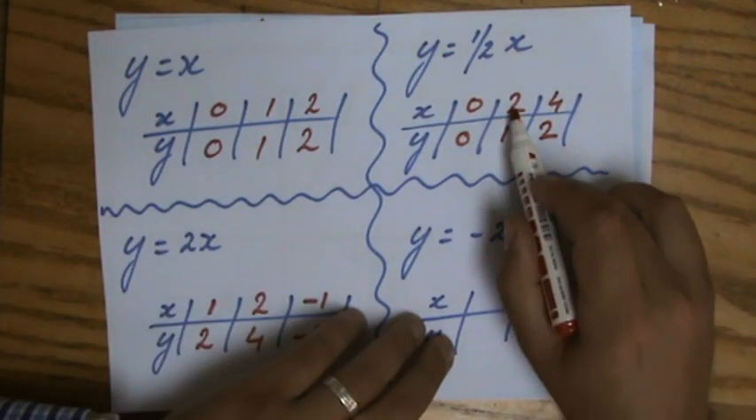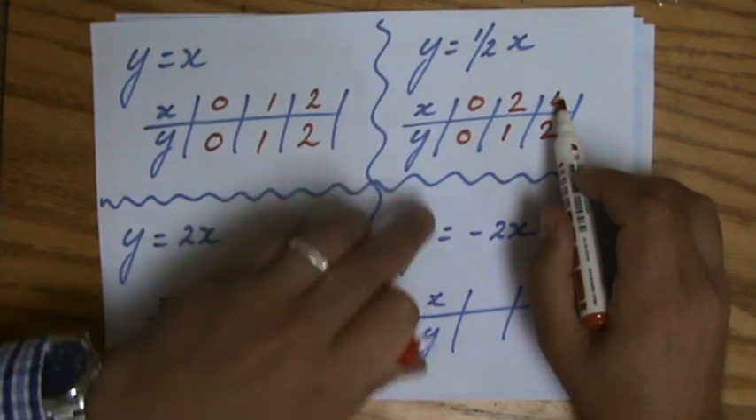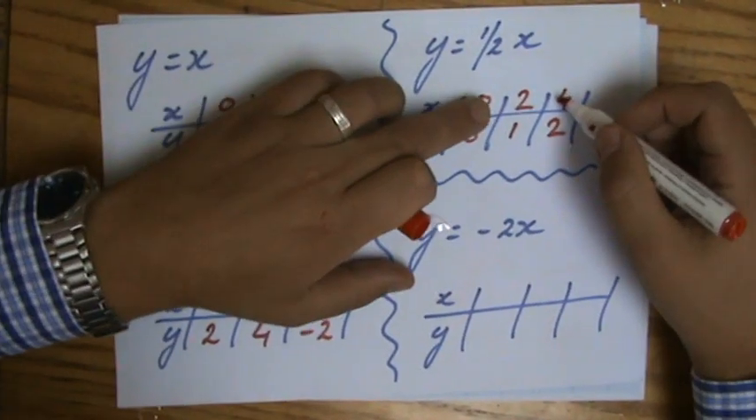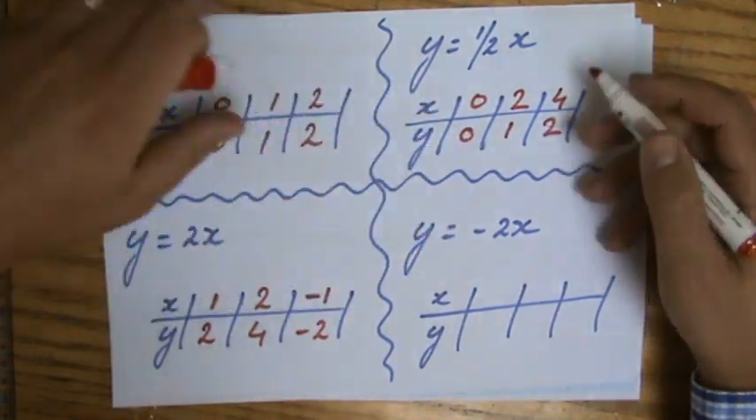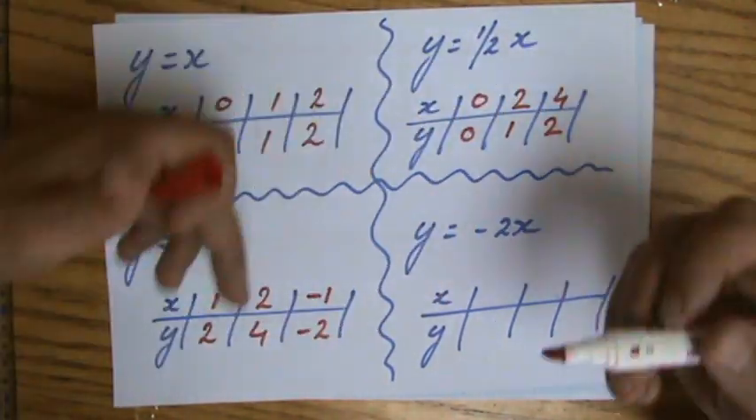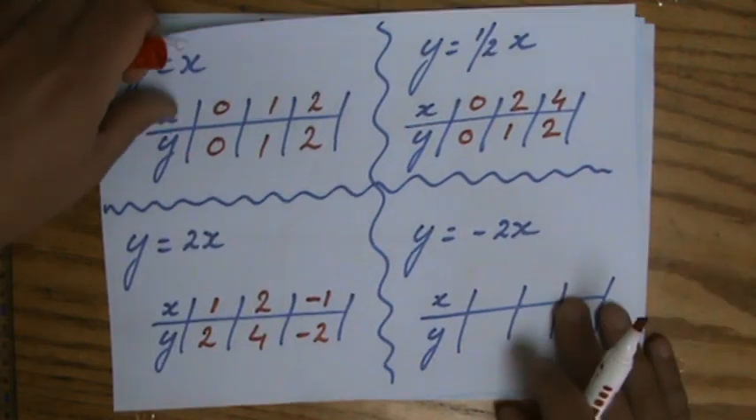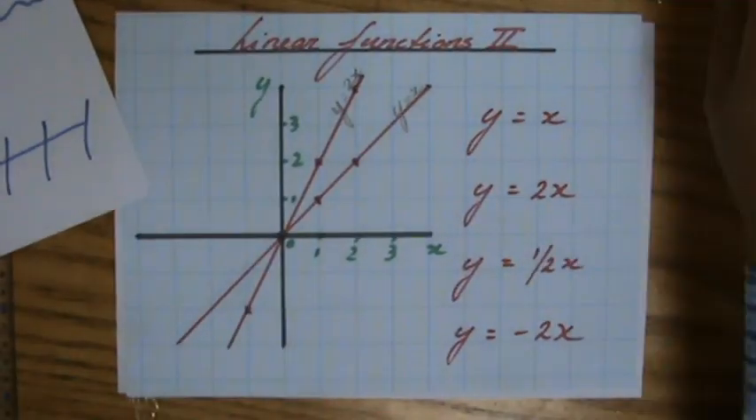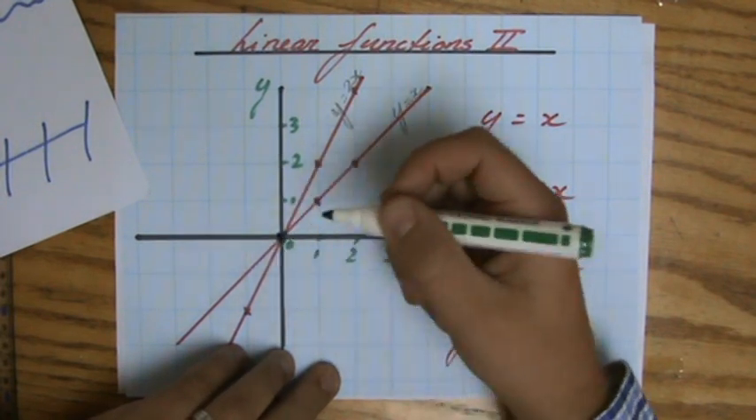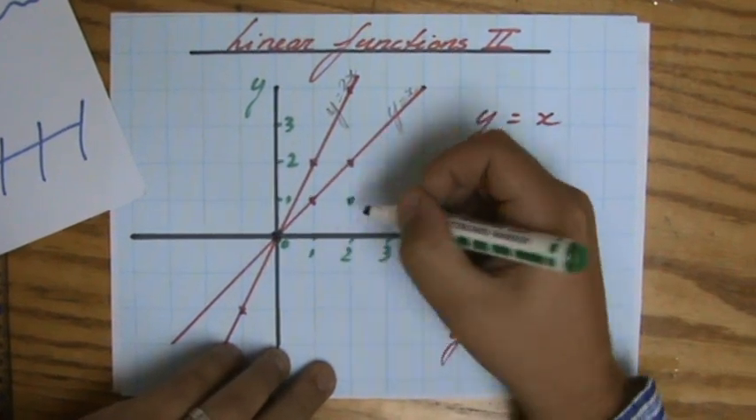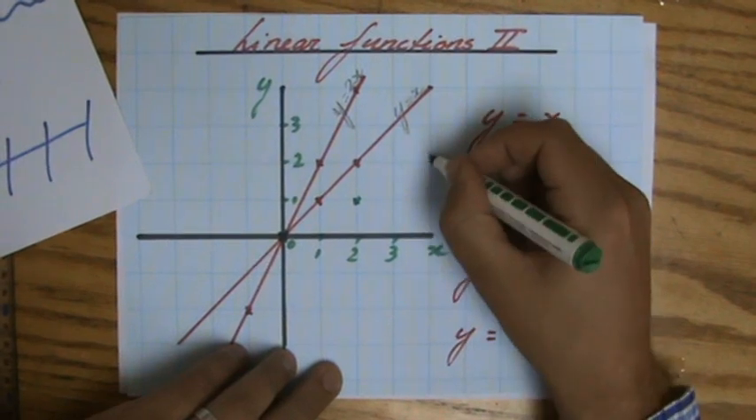You see how I've picked even numbers to complete my table of values, because an even number times a half is going to give me a nice whole number. If I would have picked an odd number, I would create all these fractions for myself, which would also work, but I'm just doing myself a small favor. Anyway, 0, 0; 2, 1; and 4, 2.